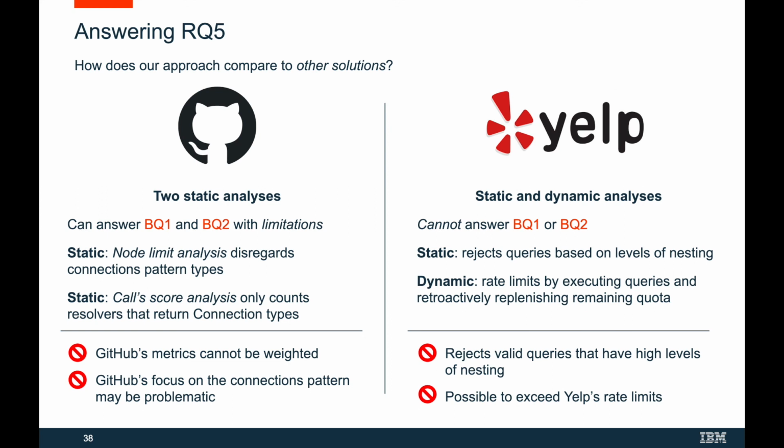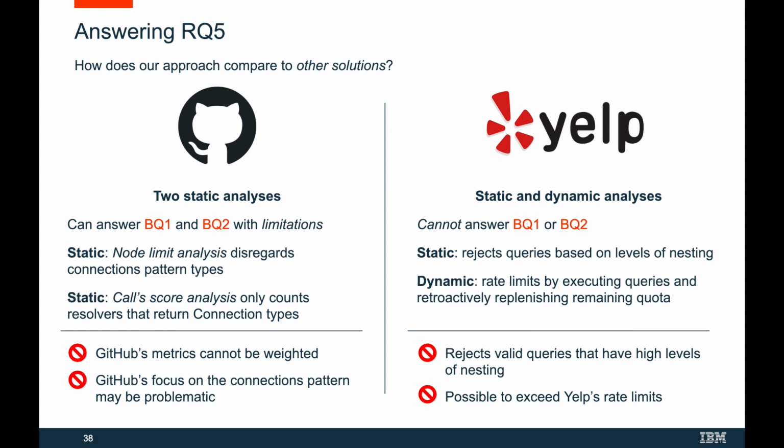Yelp's GraphQL analysis has both static and dynamic components. However, neither one of these measures can effectively answer the bound questions. Statically, Yelp rejects queries with more than 4 levels of nesting. However, it is still possible to craft expensive queries with this limitation, and it reduces the flexibility that clients have to create queries. Dynamically, Yelp applies rate limits by executing queries and retroactively replenishing the client's remaining rate limits according to the response complexity. It is therefore possible to significantly exceed Yelp's rate limits by submitting a complex query when a client has a small quota remaining.